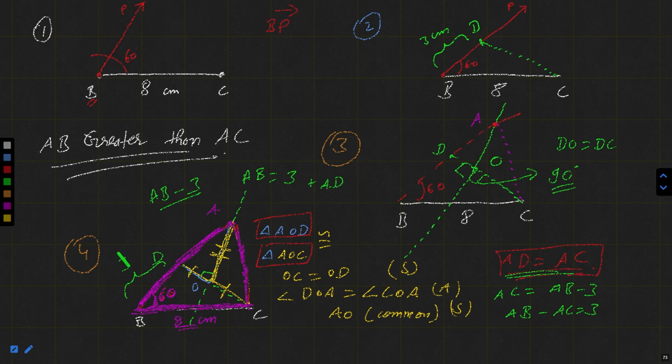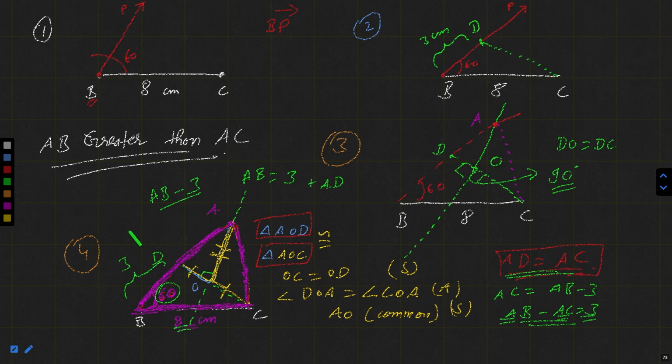So AB, what is our AB? AB and AC both are the other two sides of the required triangle whose difference is equal to 3. So we had constructed such a triangle with one base angle 60 degrees and one base 8 centimeters, and the difference of the other two sides equal to 3 centimeters. I hope the construction is clear to you.